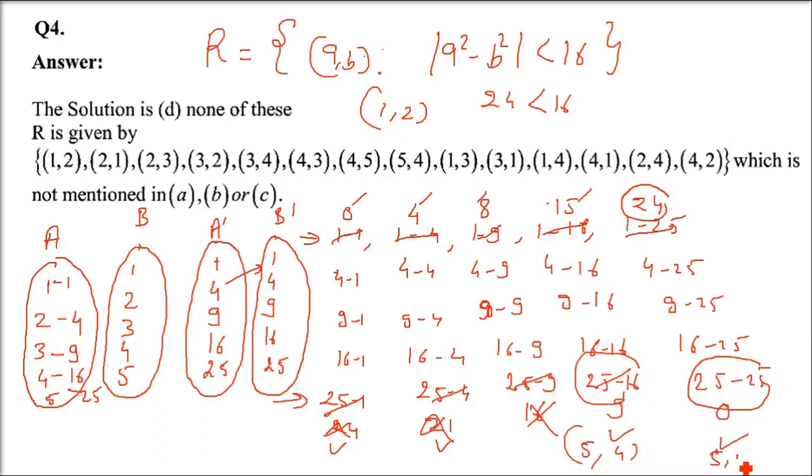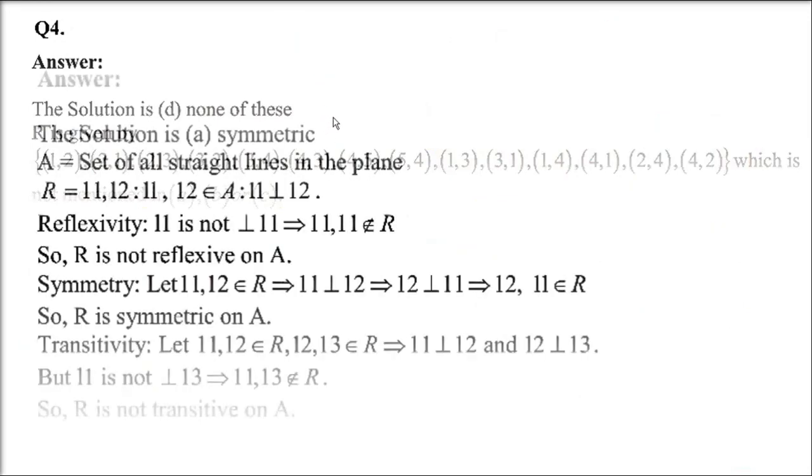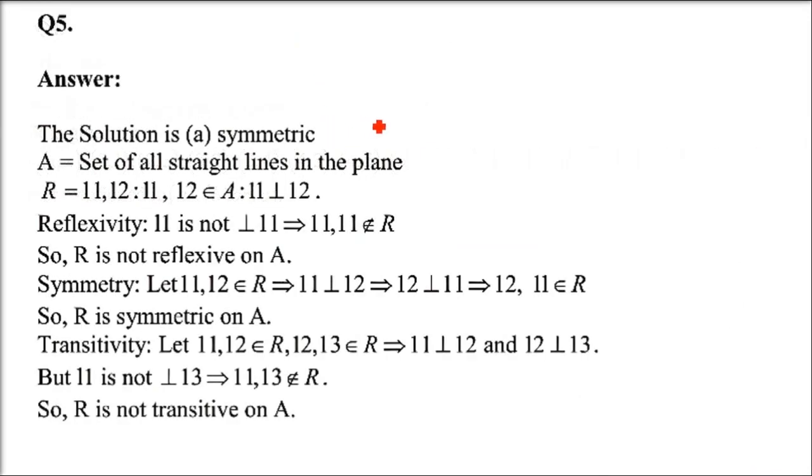So I hope you got an idea. 1 and 5, the first one was there. Then the last ones which I took, 5, 4 and 5, 5, you have to add in between. And when you add all these, you will see that this is not the option in this question. So none of these is the answer.